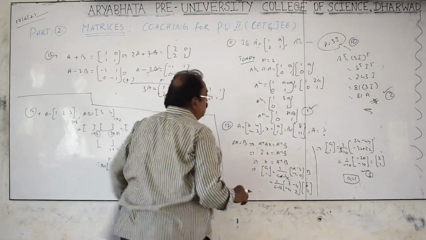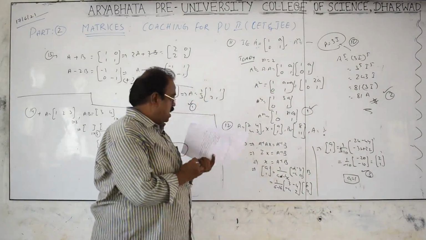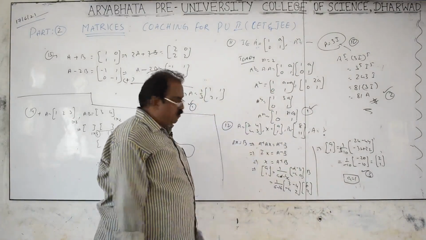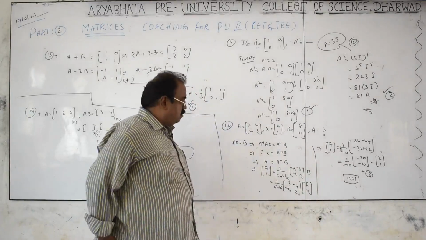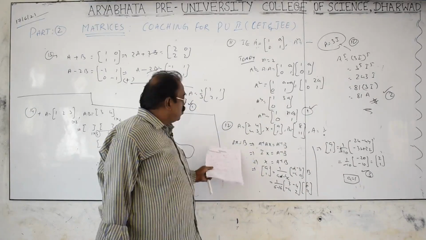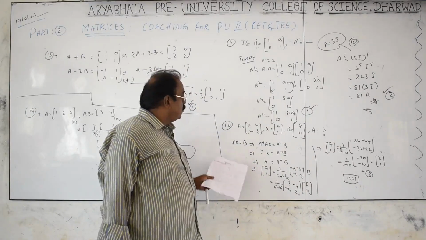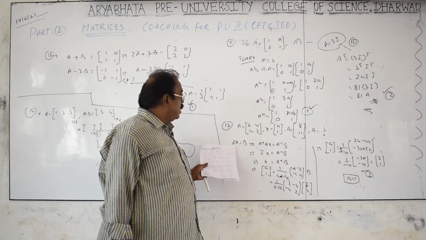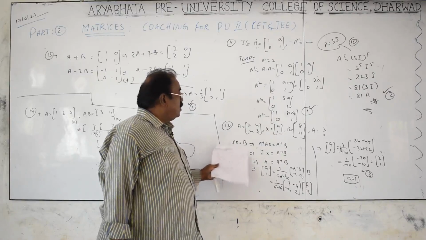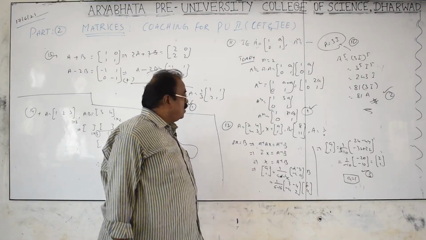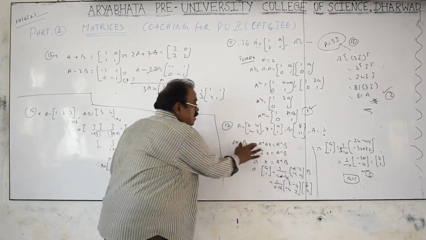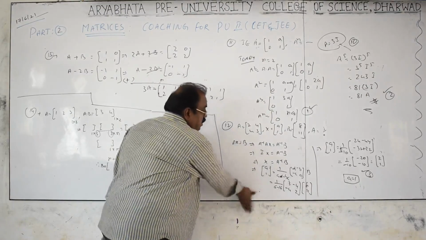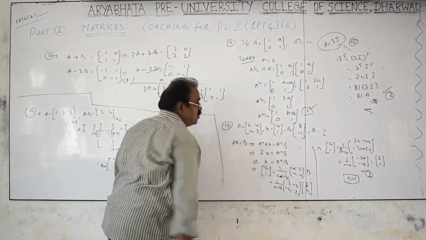Right, the 12th one. We are given capital A, X and B. Capital A is a 2 by 2 matrix, capital X is a column matrix, and B is also a column matrix. We are given AX is equal to B. Multiplying on both sides by A inverse: A inverse into A into X is A inverse into B. A inverse into A is nothing but I, by definition, and I into X is X.